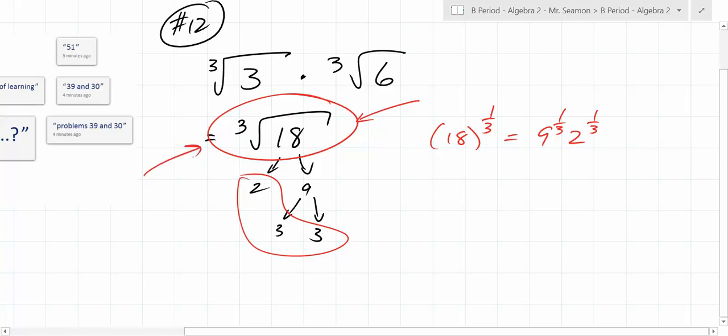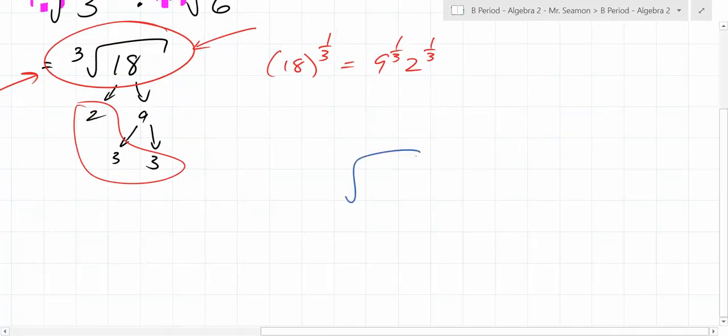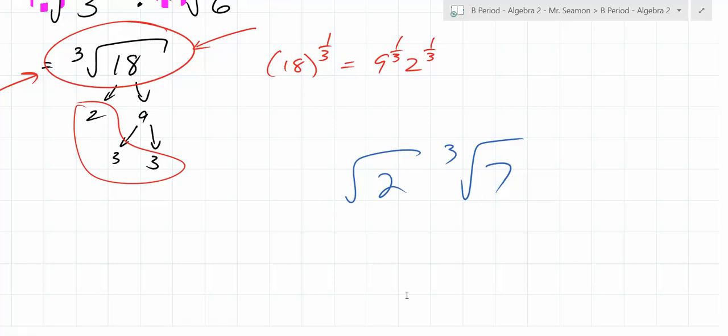You can glue them together, but you can only glue them together if you have the same root, right? If those aren't the same root, you can't combine them. So, for example, let's say I had the square root of 2 times the cube root of 7. Can you combine those? No, you're stuck. You're done. I mean, there's kind of a negative connotation with stuck, but no, you just can't do anything to that.